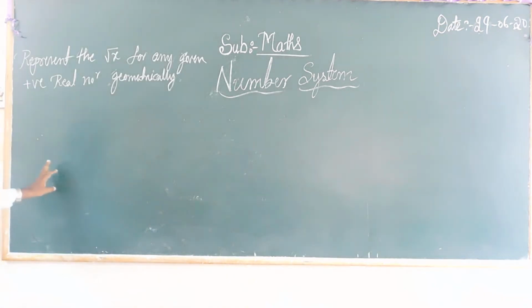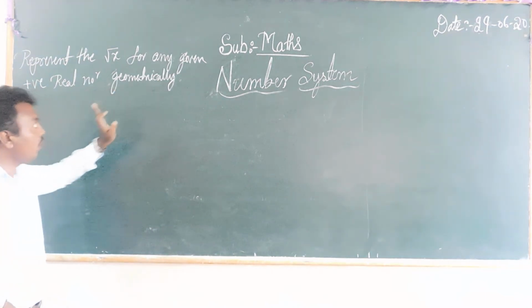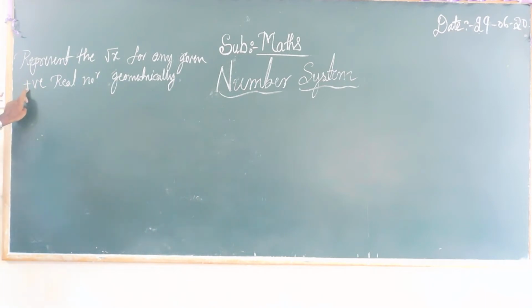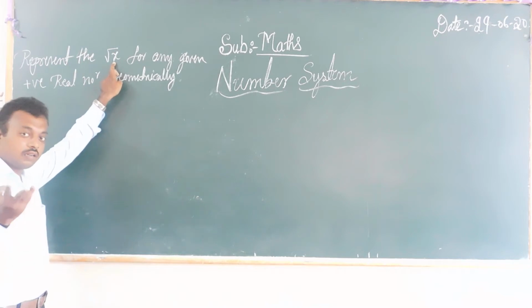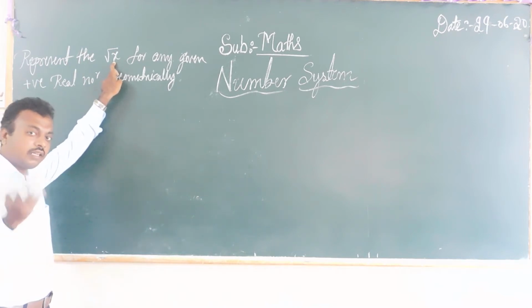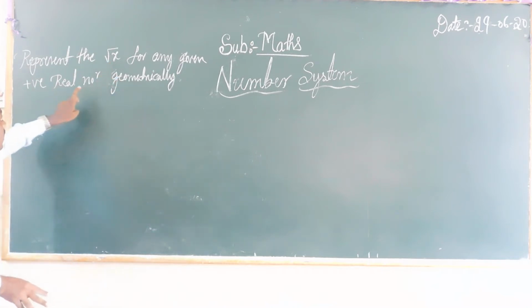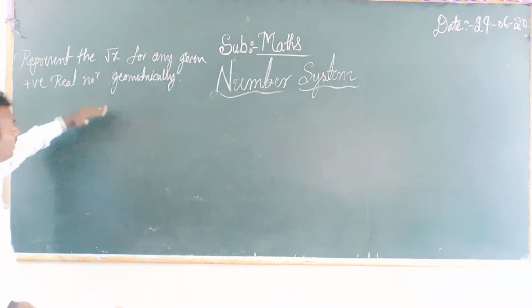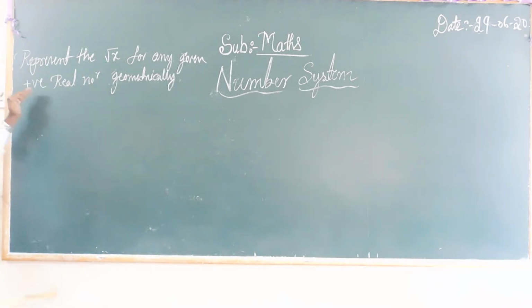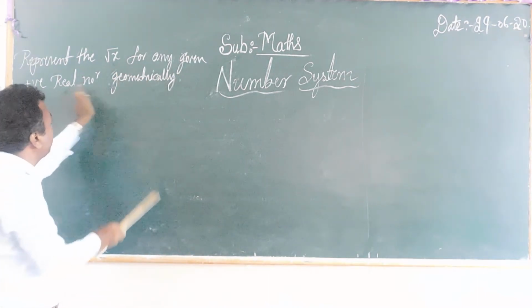Okay, students. In the next concept, represent root x for any given positive real number geometrically. How do we represent root x for any given real number? x means any real number, for example decimal numbers, fraction numbers, or any imperfect square numbers. So I will take the x value as a decimal number. First we have to study the rules of representing root x geometrically.